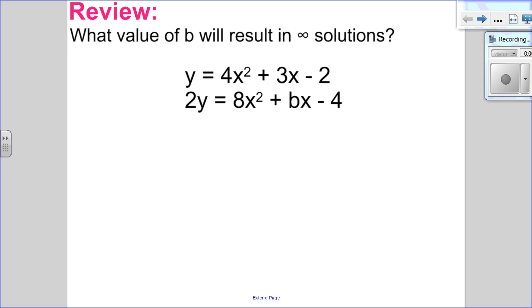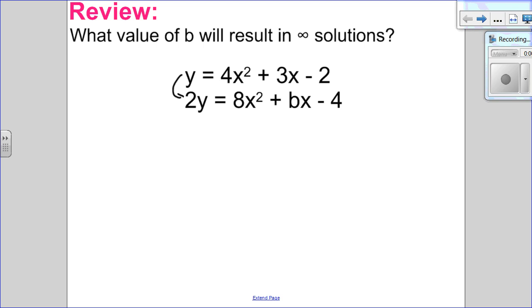Well, since the number of solutions is the number of intersection points, infinite solutions must have infinite intersection points. So they must be the same graph and therefore the same equation. So I just want to look and compare each of these equations piece by piece.